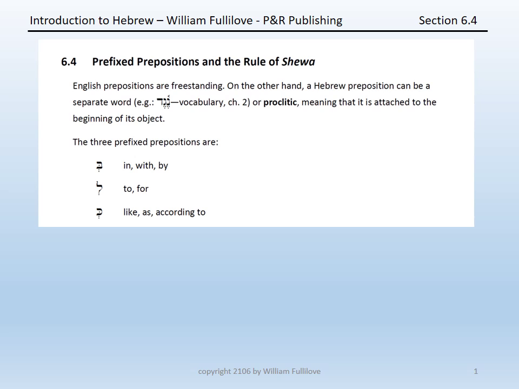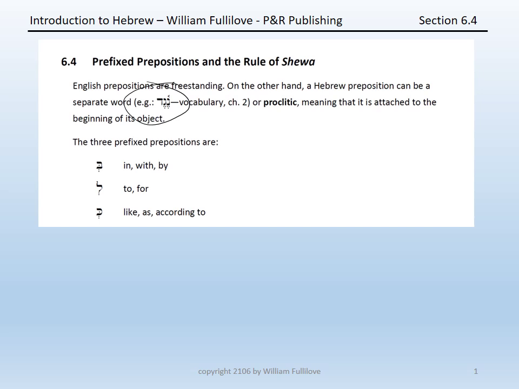In section 6.4, we now turn to prepositions. Prepositions are one class of connector words that are common in every language. In English, our prepositions are freestanding, meaning that they are independent words. In Hebrew, a preposition can be freestanding, an independent word such as neged from your vocabulary in chapter 2. Or a preposition can be proclitic, meaning that it is attached to the beginning of its object.